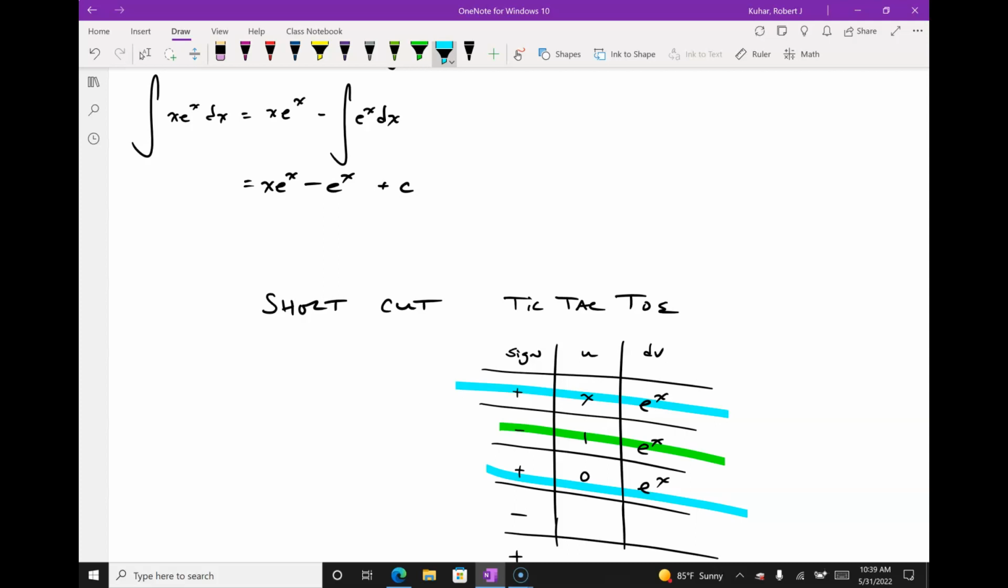My first term is positive x times e to the x, yes. My second term, I'm reading the line across, negative 1 e to the x. The last term, positive 0 times e to the x. Once I get to that 0 line, I'm done, right? Don't even need it, really. But notice, look at my answer. Positive x e to the x, minus e to the x. Tic-tac-toe.